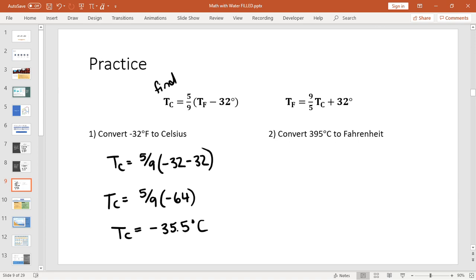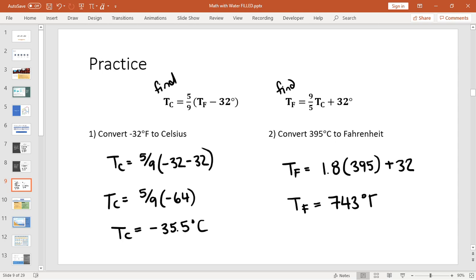Okay, looking at the second one, we want to find Fahrenheit. So this is the formula we use. And another shortcut you can do, 9 divided by 5 happens to be 1.8. So this time the decimal's nice, so you could kind of cheat and do this. It won't change anything. So you do the multiplication first, then you do the addition, and you should get 743 degrees Fahrenheit.